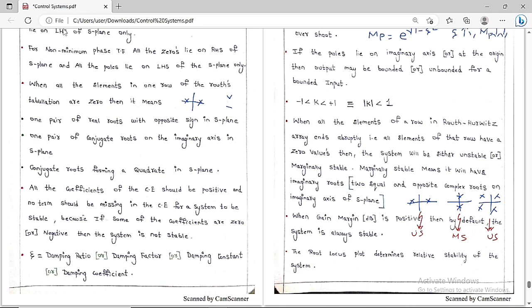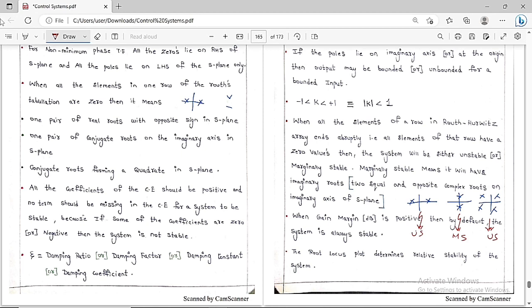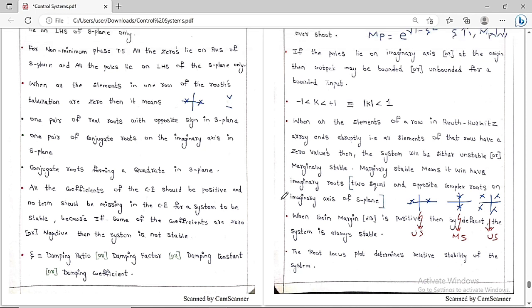As you can see clearly, whenever any row is completely 0, it indicates that out of these three cases, one case is going to happen. In the first case, it is compulsorily said to be an unstable system. In the second case, it is said to be a marginally stable system. In the third case, it is said to be an unstable system. Therefore, the system can be either unstable or marginally stable. Out of these two, only one thing is going to happen. So these things you always have to keep in your mind.